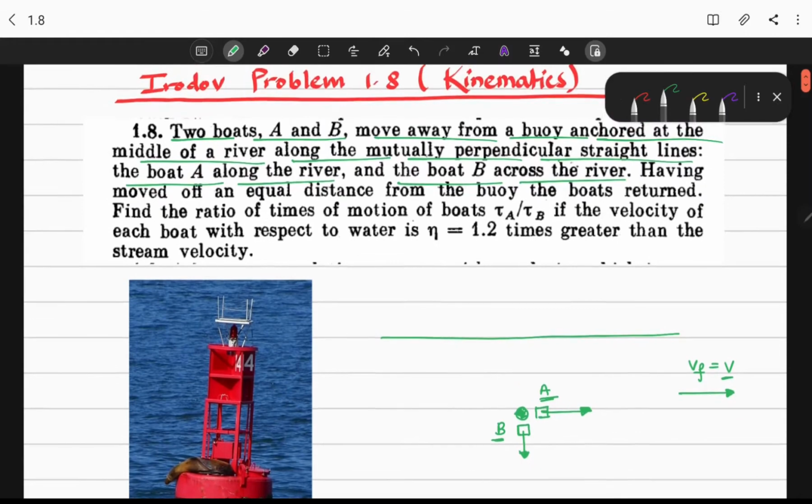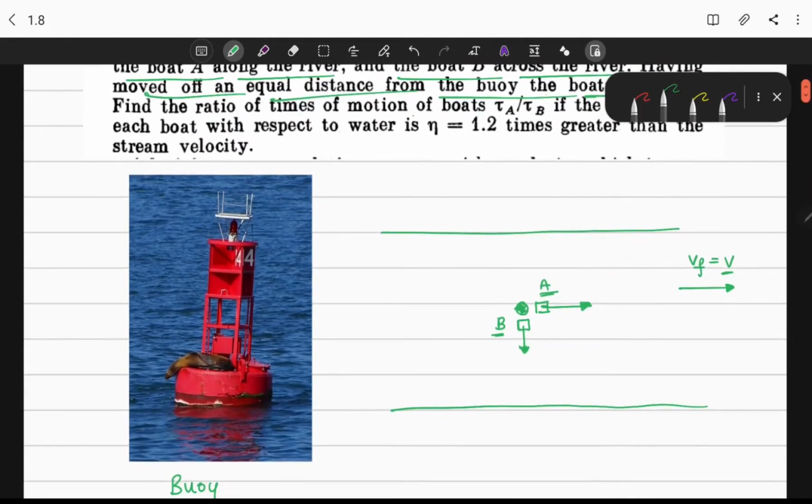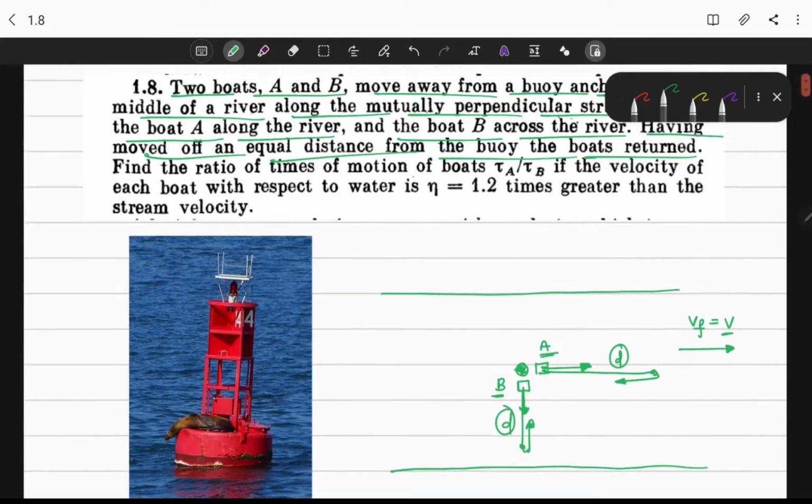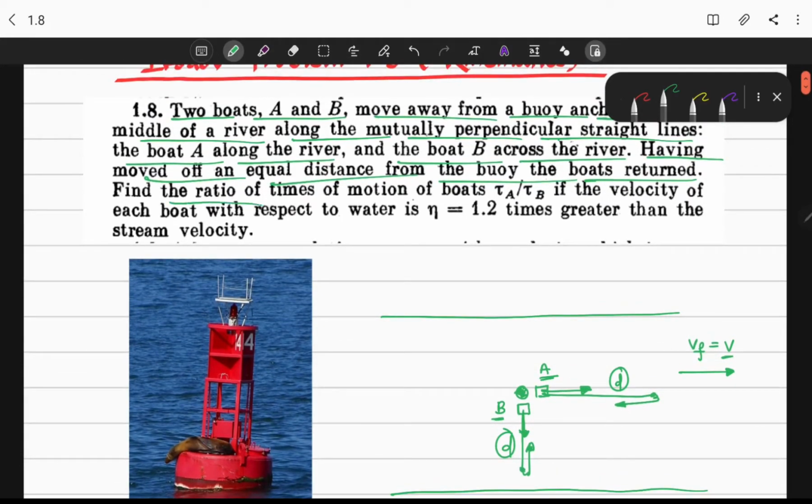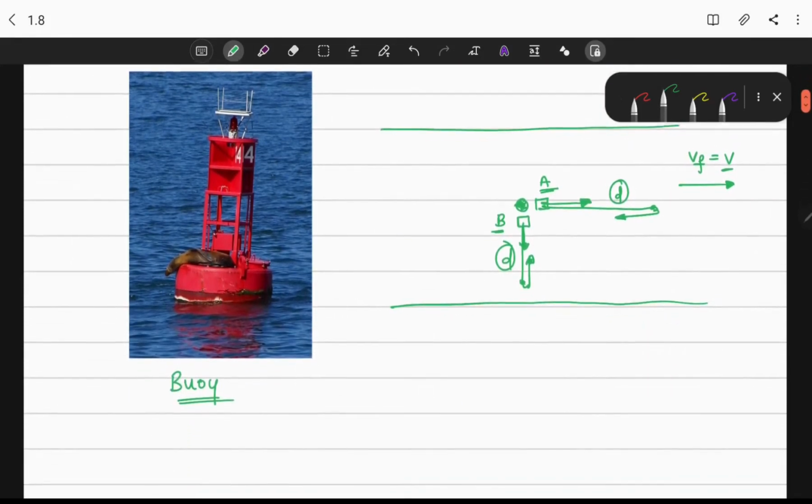Now it says that having moved off an equal distance from the buoy, the boats return. So when boats A and B have both reached some equal distance, let us say D and D, boat A starts moving in the opposite direction of the flow, and boat B also starts moving back towards the buoy. Then it is asking for the ratio of the times of motion, TA and TB.